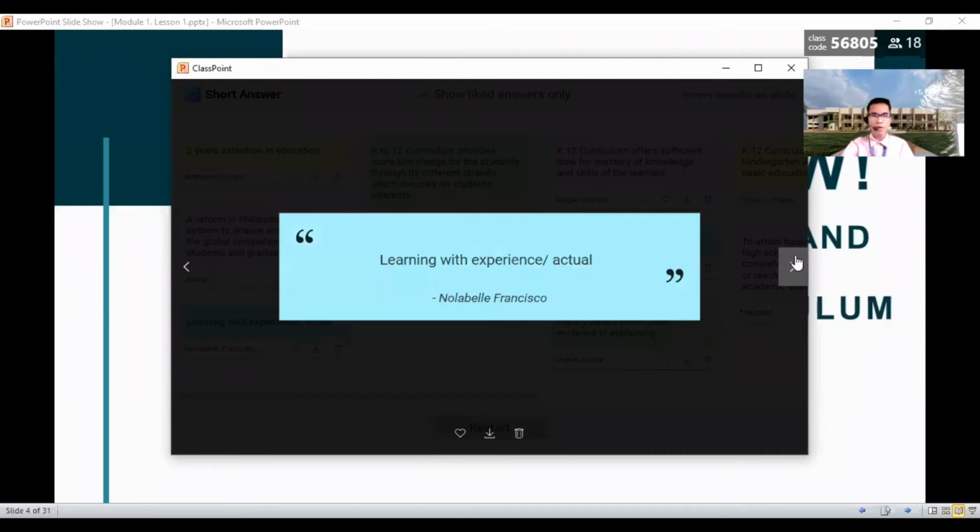Next tayo, we have learning with experience or actual according to Nola Bell. Bakit kami during RBEC, revitalized basic education, hindi ba kami nakaka-experience ng actual learning? Meron din. Meron din ano Nola Bell. Siguro, medyo enrich lang siguro dahil sa mas lalong pinahaba yung years of stay in basic education.